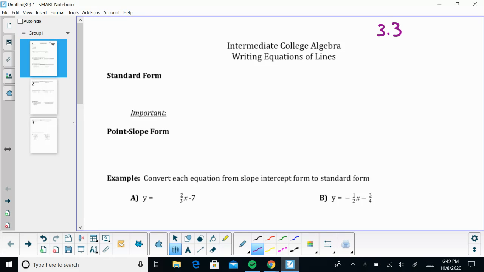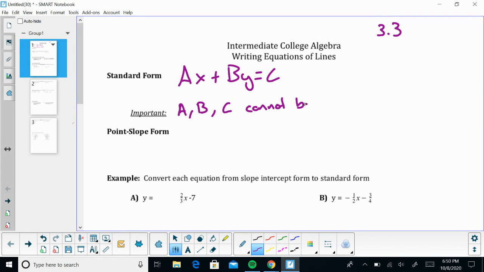So the first thing that I'm going to remind you of is standard form. The standard form of a line is ax plus by equals c. Important things to remember is that a, b, and c cannot be fractions. And a must be positive.